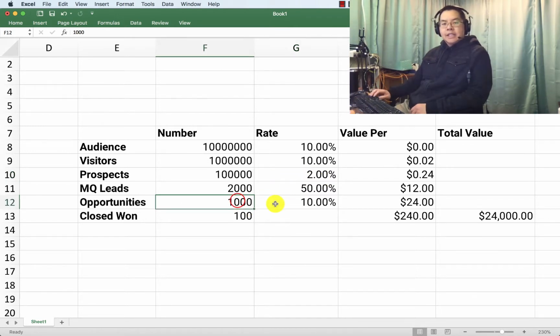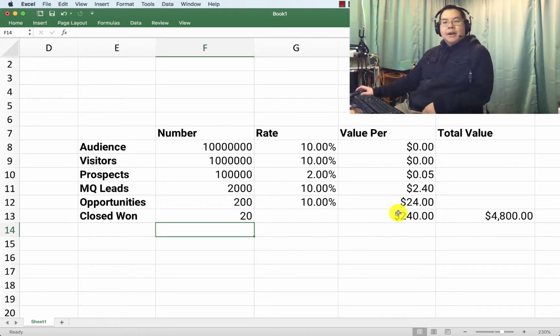So if that was the case and then this was the case, look at how quickly the values changed. These were 10%. I restored this, but this is 2%. Man, visitors really worth very, very little, half of a penny. And we can see, of course, with fewer deals, we have less revenue.